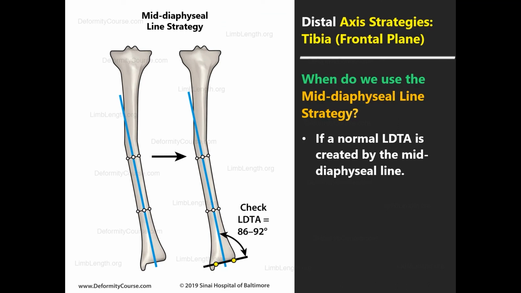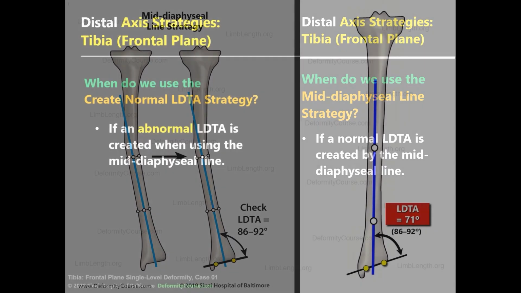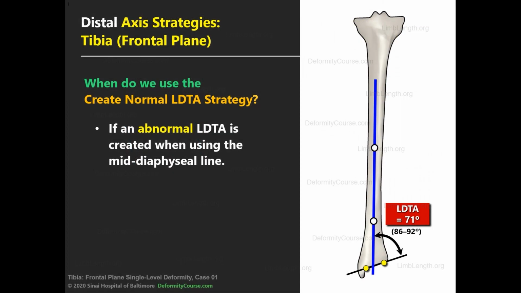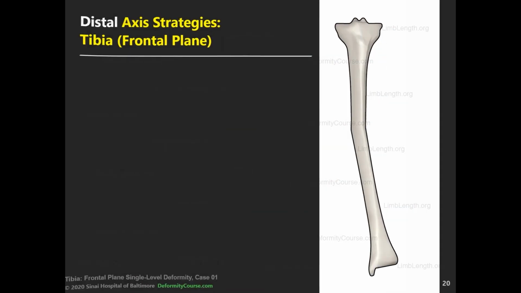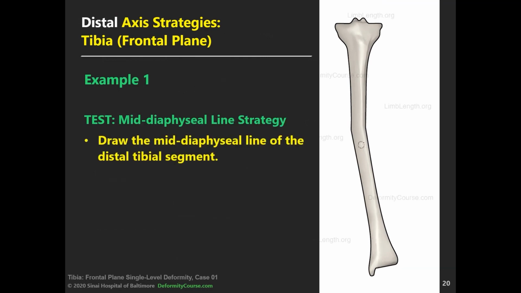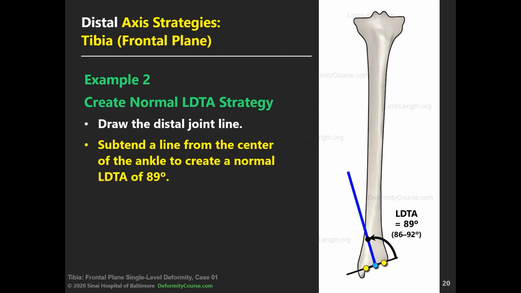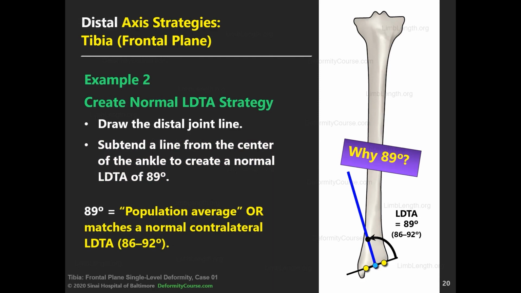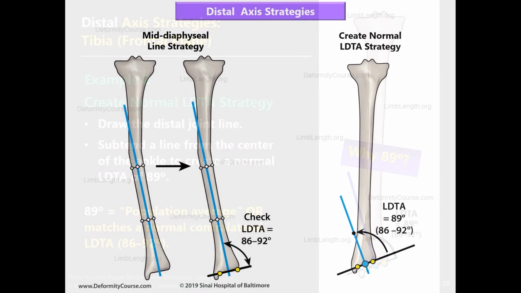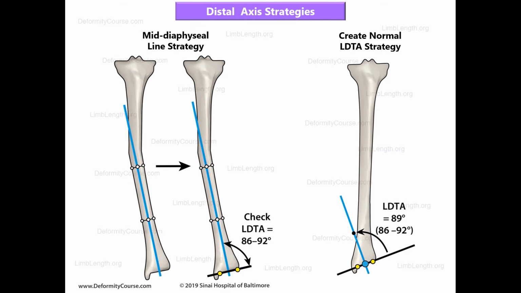This example shows that we can only use a mid-diaphyseal line if a normal LDTA is created by that mid-diaphyseal line. However, if this mid-diaphyseal line creates an abnormal LDTA, we have to default to the second strategy and to draw a normal LDTA. In that case, you subtend a line from the center of the ankle in the joint orientation with an LDTA of 89. And here we pick 89 either because it matches the other side or as it is the population average. This slide summarizes the two strategies you can use to find the distal axis.